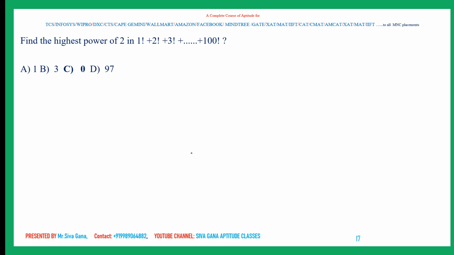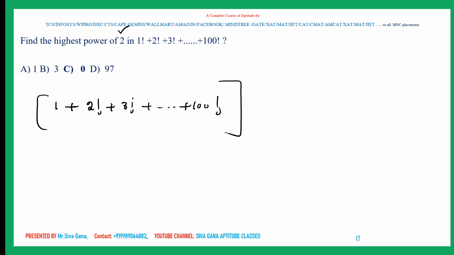Till now we have seen the highest power in 100 factorial like this. Now there is a previously asked question where a factorial summation is given: 1 factorial is 1, plus 2 factorial plus 3 factorial and so on plus 100 factorial. We need the maximum power of 2 in this summation.